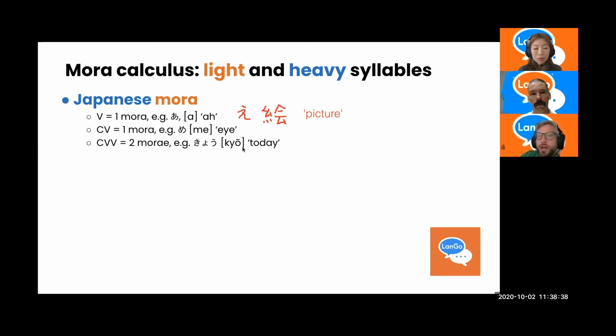Right. So the point is, though, in English, either kyo or kyo would be one syllable. And in languages which are analyzed as having syllables, that is how it works. In a mora system, though, this length means it's two units, two rhythmic units in Japanese, two morae.